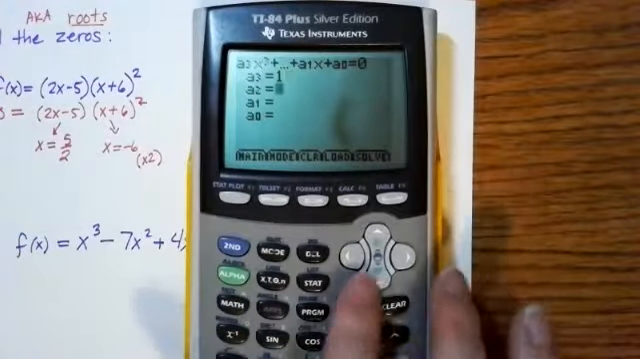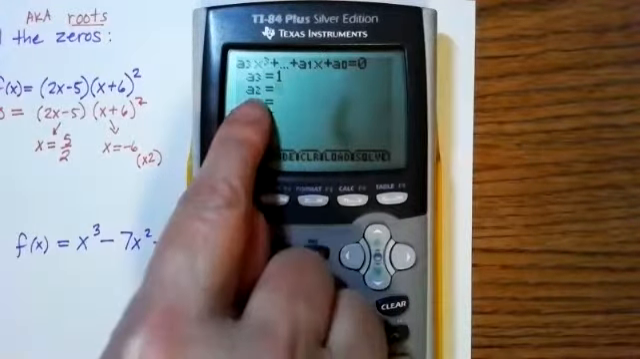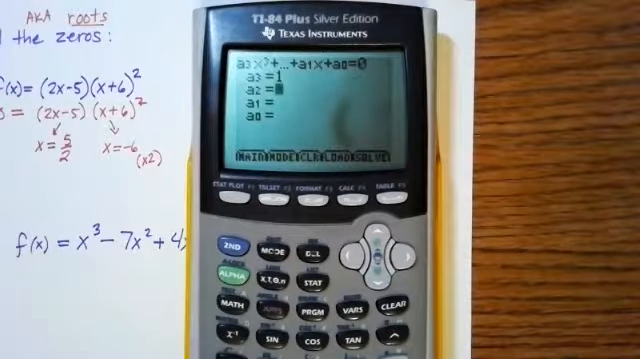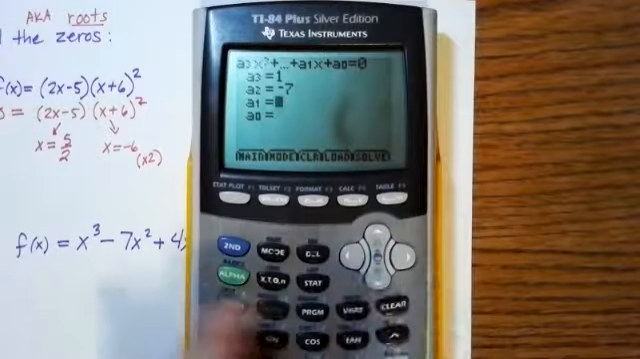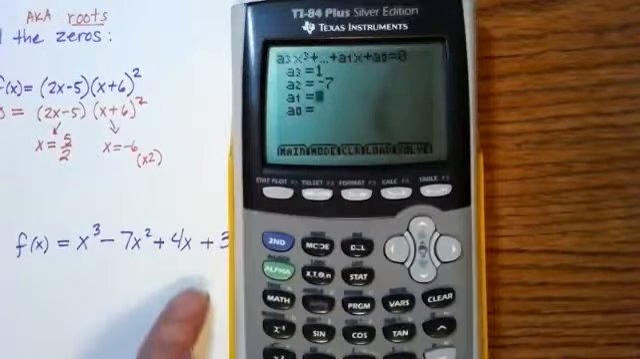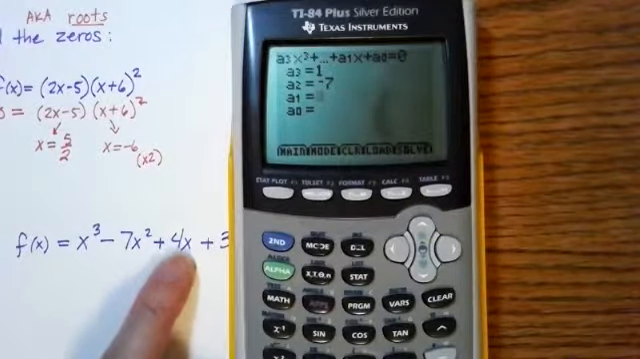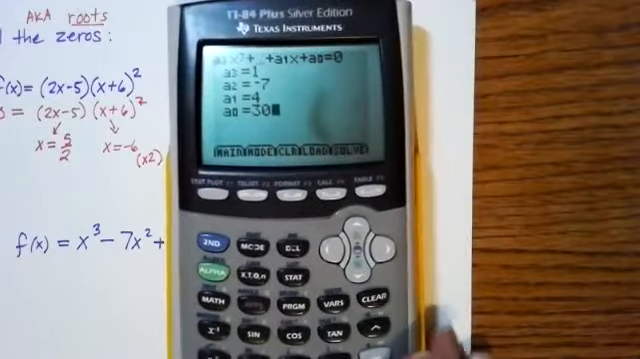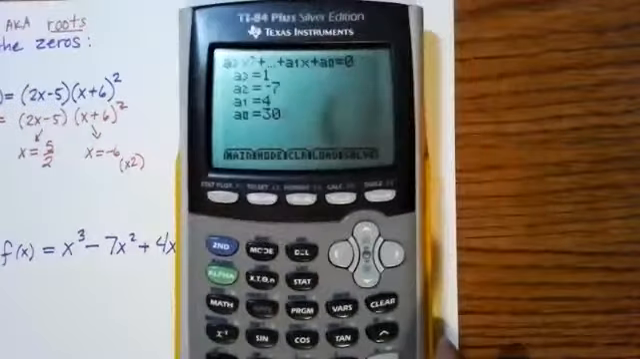Then arrow down, and now it's asking for A2. That's going to be the coefficient of your squared term. So in our polynomial, that's -7. And so on. The linear term, which is the first degree, is just this 4x. So we want to put in the 4 for that. And the final A0, that's the constant term. So this will be 30. Is it negative? No, positive 30.